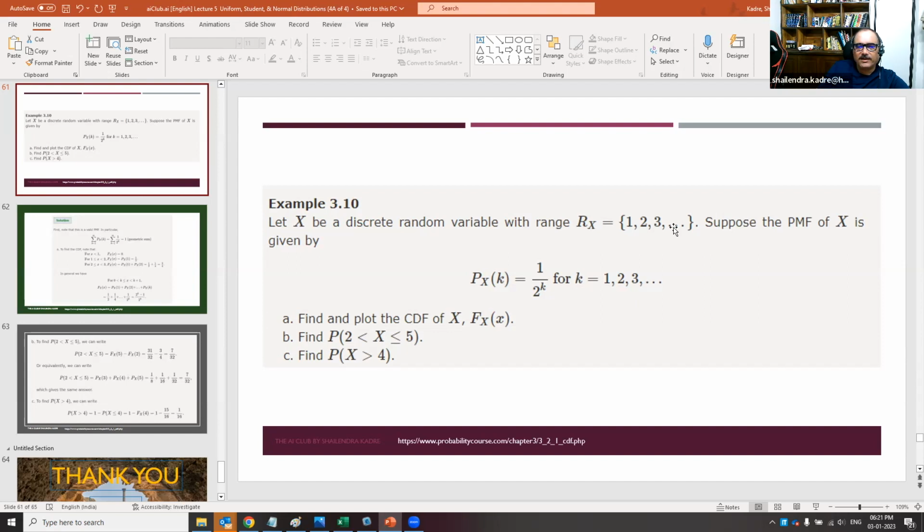So 1 upon 32? Yeah, 1 upon 2 to the power 5, right? The PMF is 1 upon 2 to the power K. At K equal to 1, it is 1 upon 2 to the power 1. At K equal to 2, it is 1 upon 2 to the power 2. At K equal to 5, it will be 1 upon 2 to the power 5, right? Understood? Simple, no?